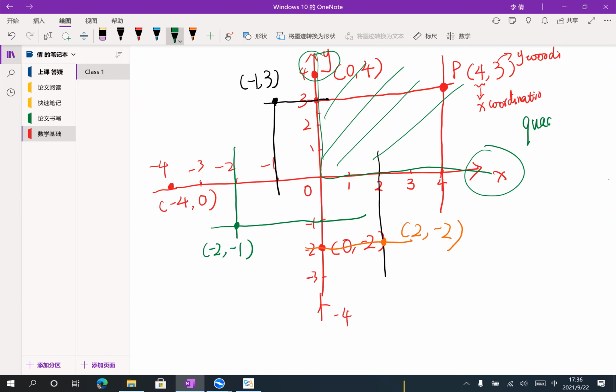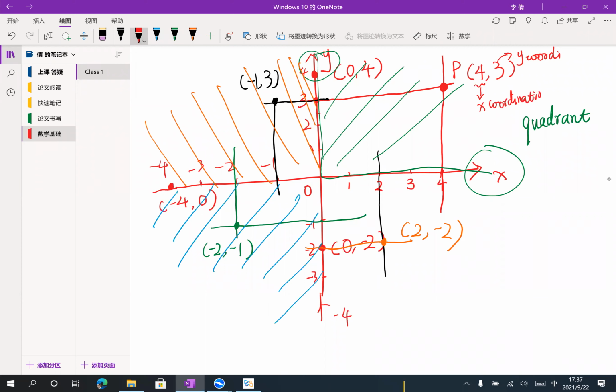And we can say this is the second quadrant, then this is the third quadrant, and this is the fourth quadrant. This X axis and Y axis divided the plane into 4 quadrants. This is the first quadrant, this is the second quadrant, this is the third quadrant, and this is the fourth quadrant.